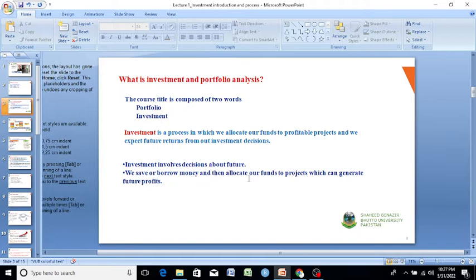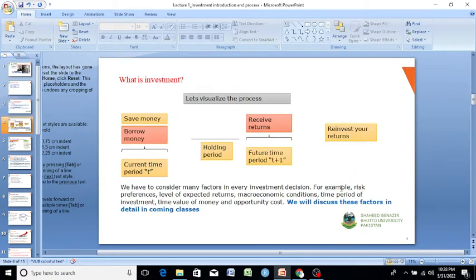So what is investment and portfolio analysis? The course title is composed of two words: portfolio and investment. So investment is a process in which we allocate our funds to profitable projects and we expect future returns from our investment decisions. Investment involves decisions about the future. So we save or borrow money and then allocate our funds to projects which can generate future profits. By allocation, we mean we invest our funds in projects which are profitable in future.